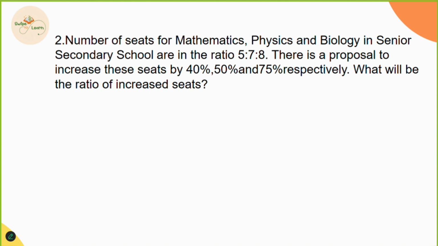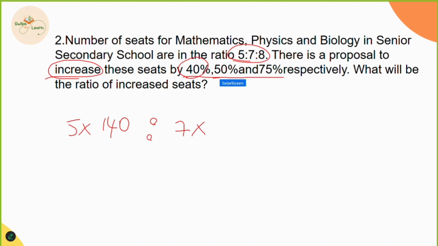Again, next question. The number of seats for mathematics, physics and biology in a senior secondary school are in the ratio of 5:7:8. There is a proposal to increase the seats by 40%, 50% and 75% respectively. The same model will solve it. So 5 into 100 plus 40, 140, is to 7 into 150, since a 50% increase means 150. Next, 8 into 175, since 75% means 175.